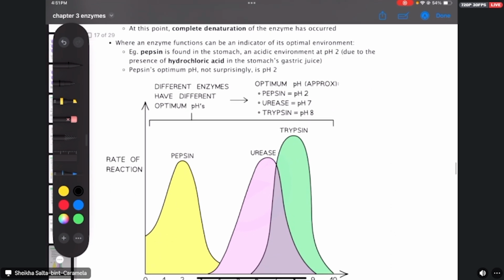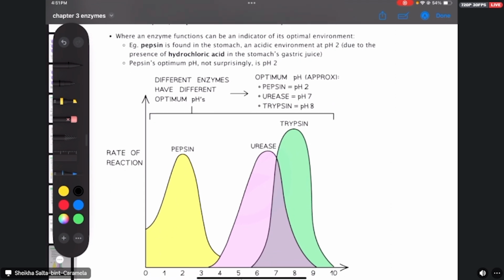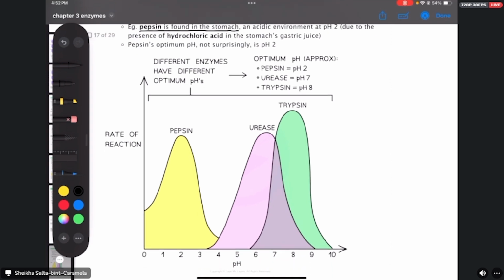So let's look at an example here. Pepsin is found in the stomach, and pepsin is used to break down proteins into amino acids. Since the stomach has hydrochloric acid inside it, it has an acidic environment. So the optimum pH for pepsin to function would be a very acidic pH. If you look at this graph, it functions well at pH 2. It's not accurate, but yes, the optimum pH for pepsin is 2.